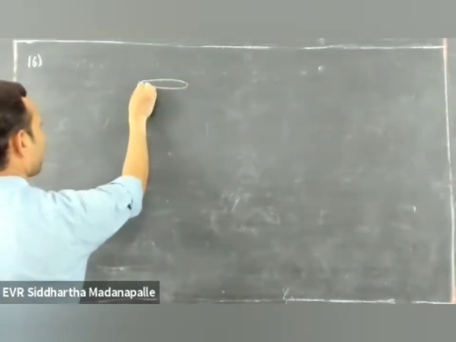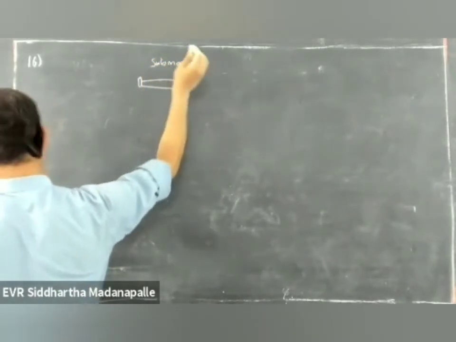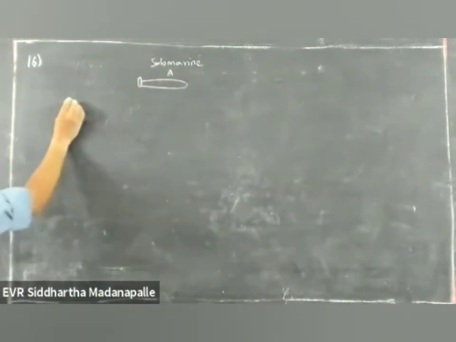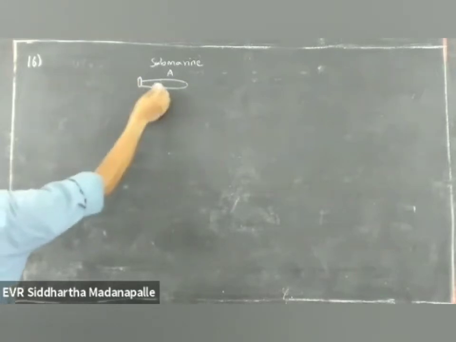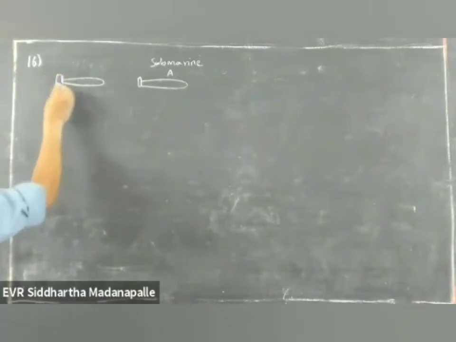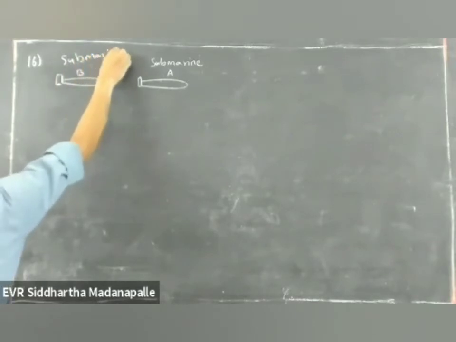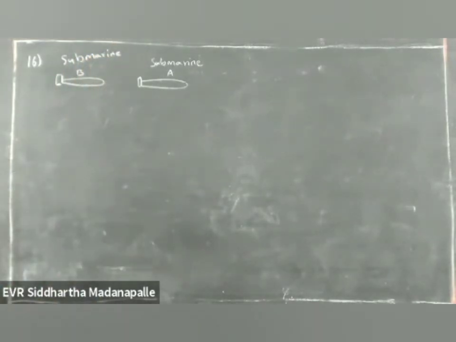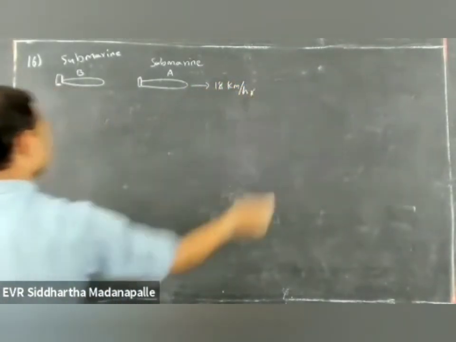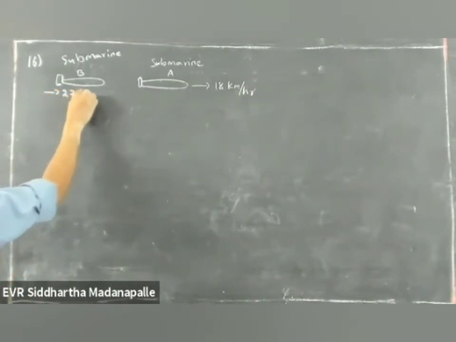Submarines. Okay, this is the submarine A, and it is being chased by another submarine in the same line of velocity and nature. This is the B submarine. A submarine is traveling with a speed of 18 kilometer per hour, and B is traveling with a speed of 27 kilometer per hour.